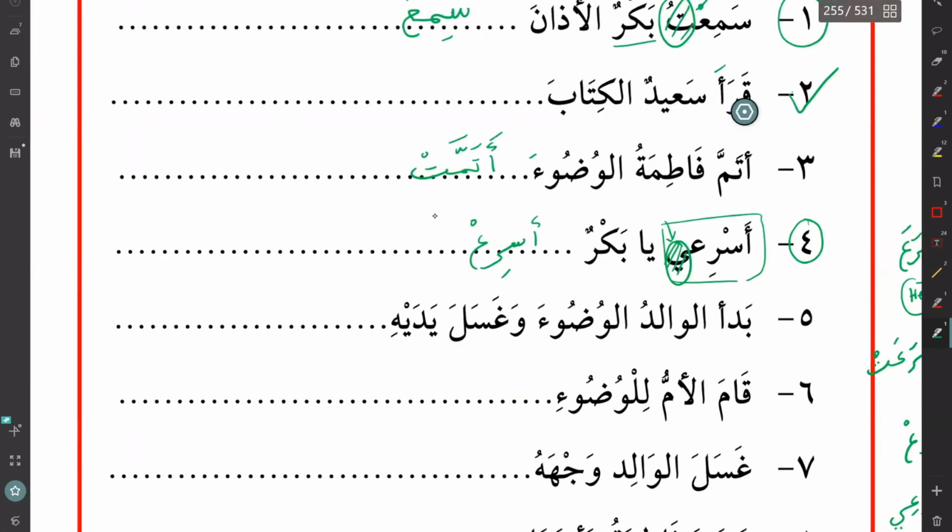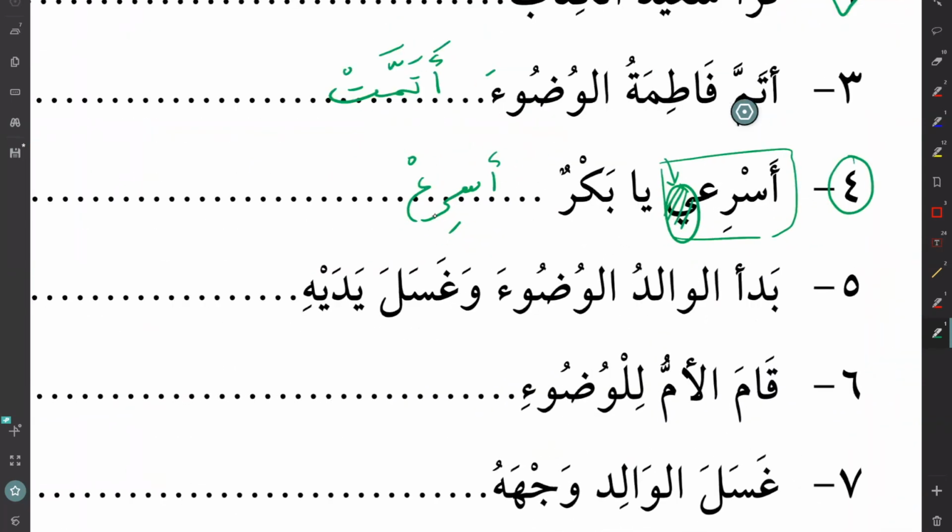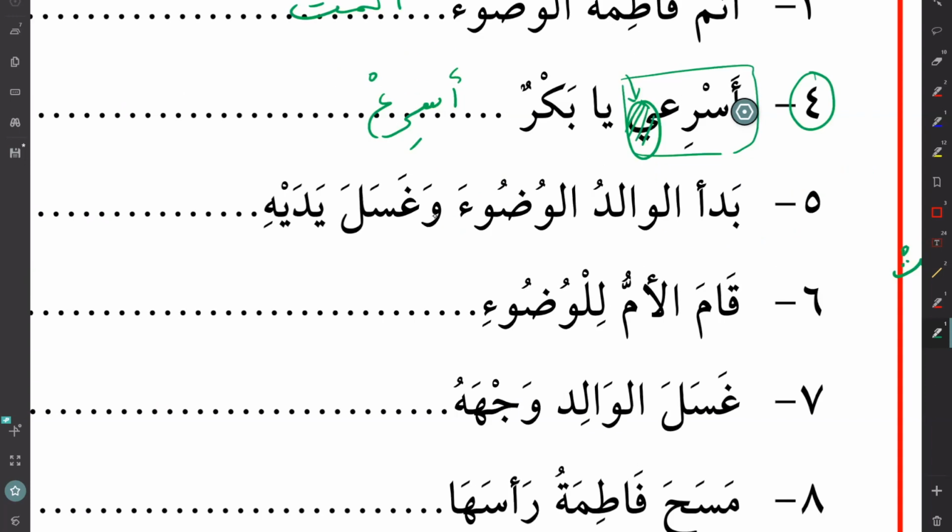Okay, the fifth one, bada al-walidu al-wudu'a wa ghasala yadayhi. What do you think? Correct or incorrect? Okay, yes, good. So we have walid, which is masculine, and our verb is also masculine. We have another verb. It is still talking about al-walid, so everything is fine. So this one is good.